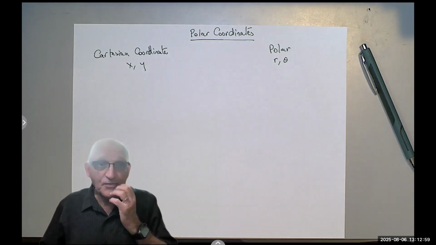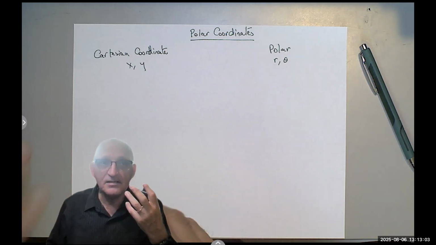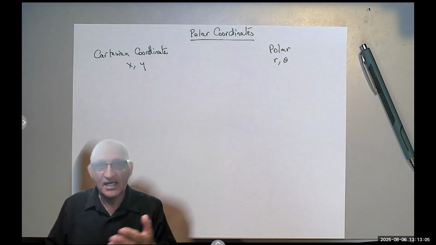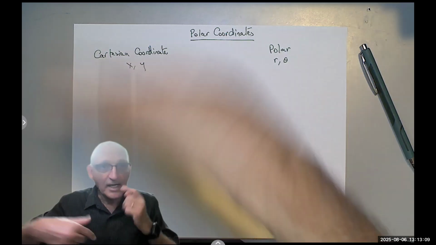If you want to specify a point in either system, you need two values. In Cartesian, x and y mean how many units do I move in the x, either right or left, and then the y, up or down.